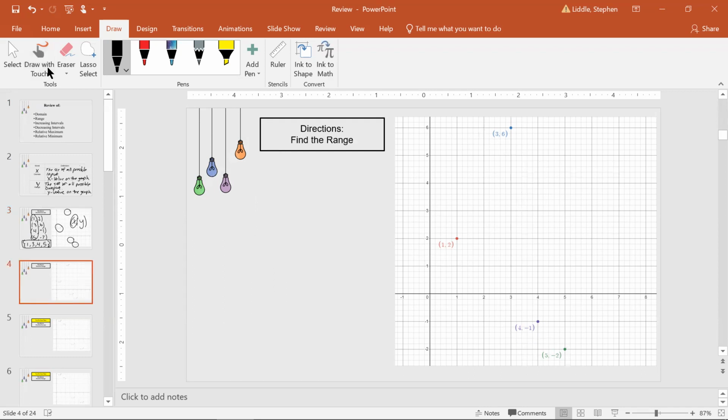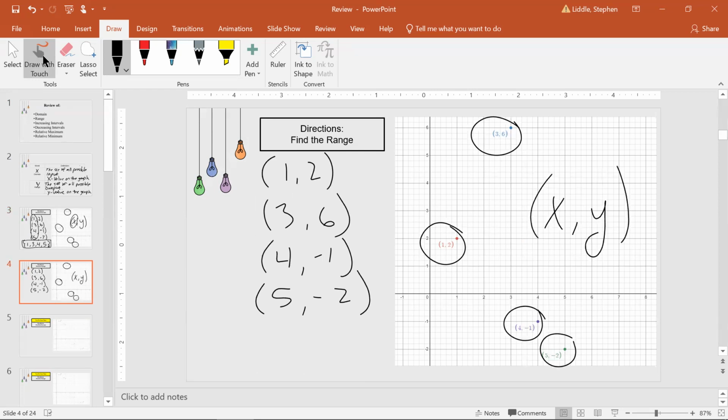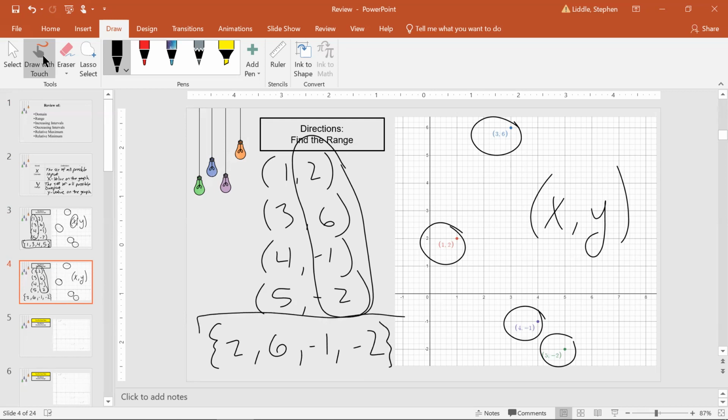Similarly, if we are looking for the range of each of these points here, and I were to write them out similarly, so I have (1, 2), (3, 6), (4, -1), and (5, -2). Again, a point is always X, Y. All of our Y values are here. So our final answer would be 2, 6, -1, and -2. All right.